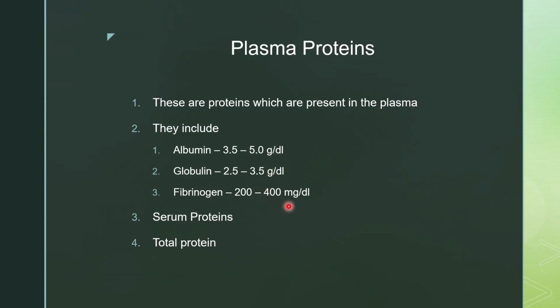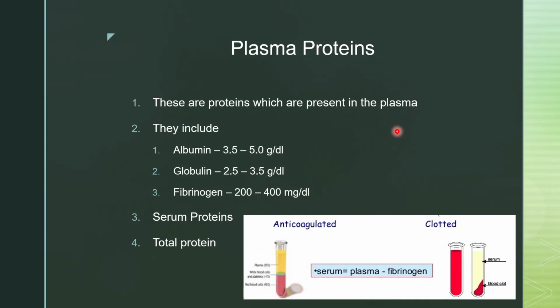The next term is serum proteins. So what are serum proteins? Serum proteins are proteins which are present in the serum. So what is the difference between serum proteins and plasma proteins? If you see over here, serum basically is plasma minus fibrinogen. So from plasma proteins, if you remove fibrinogen, what you get is serum proteins.